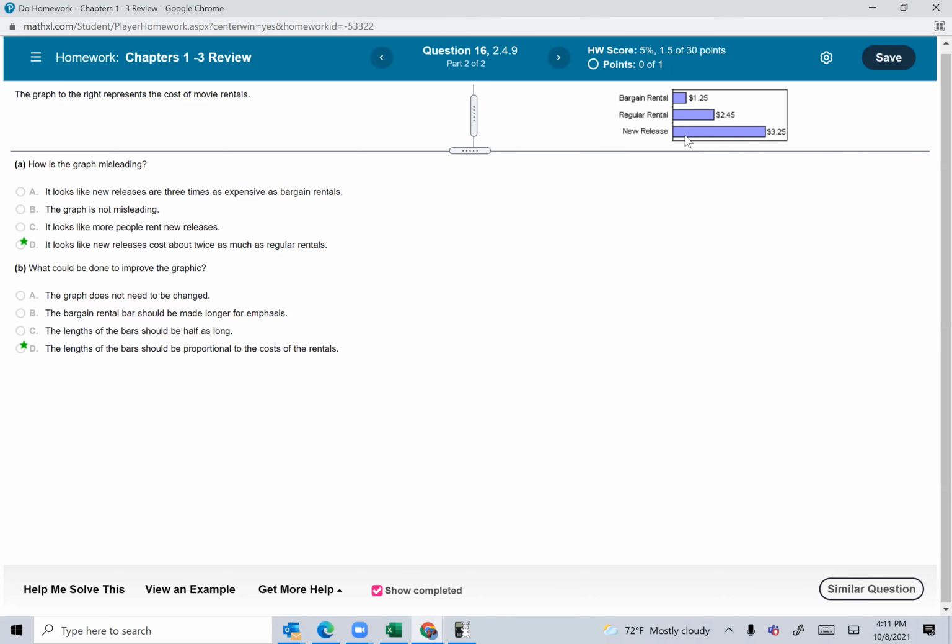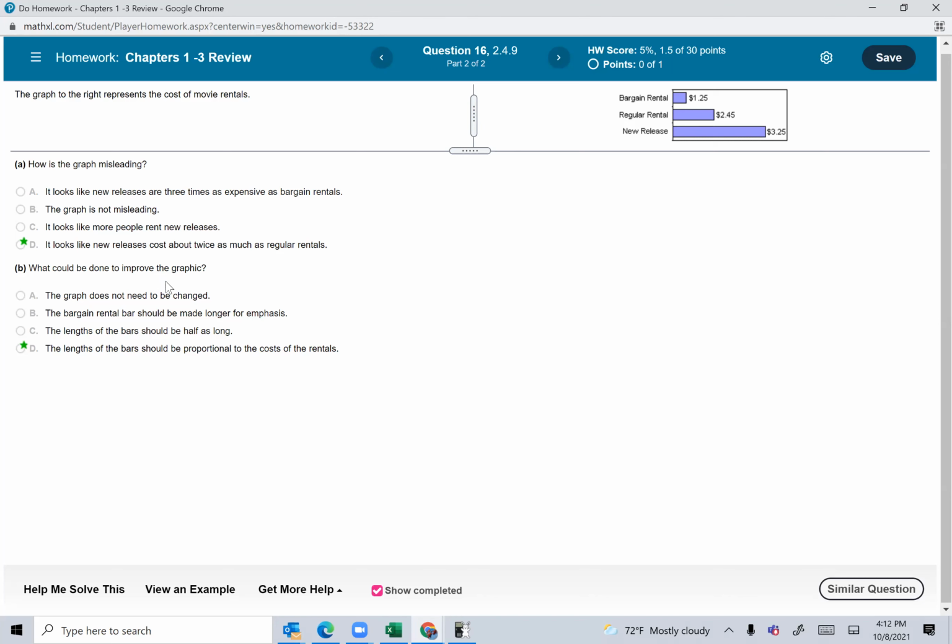Do you notice, guys, that this bar at the bottom is almost twice the size of the regular rental? If it is twice the size, then the amount should be twice the amount. But that's misleading. They're trying to mislead you to figure that this is not the case. Look, $2.45, it's that much, and that's almost even more than double the size of this graph. So it should be about $4.90, but look what we have, $3.25. And it looks like the new release costs about twice as much as regular rental, but that's not true. You know, that graph is misleading.